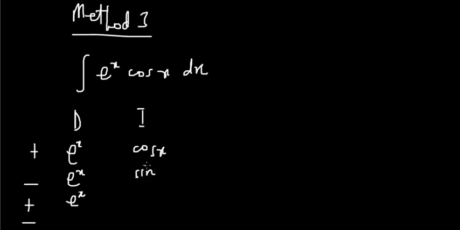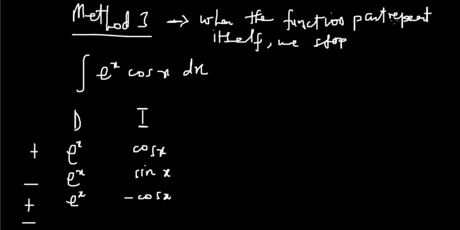sine of x. And then when the function part repeats itself, we stop. So from here, you can notice that this is the exact function, e exponent x cos x dx. We are told that when the function part repeats itself, we stop. So that means that whenever you are differentiating and integrating, and you come across where a part of the function is repeating itself, you just stop, irrespective of the operation signs.